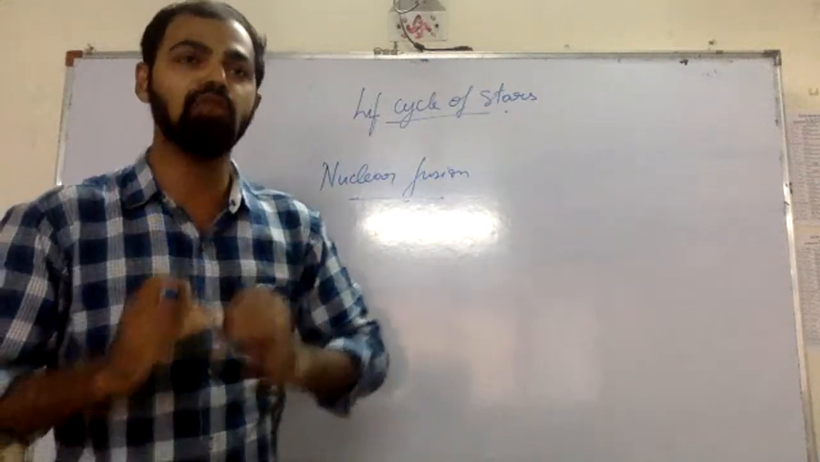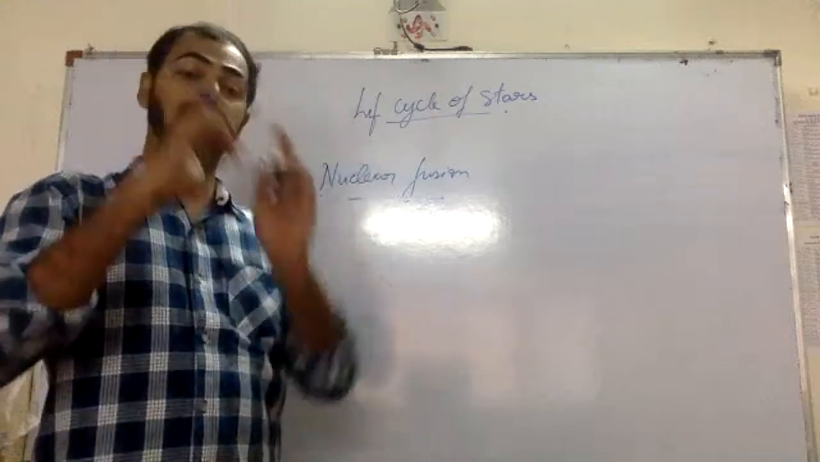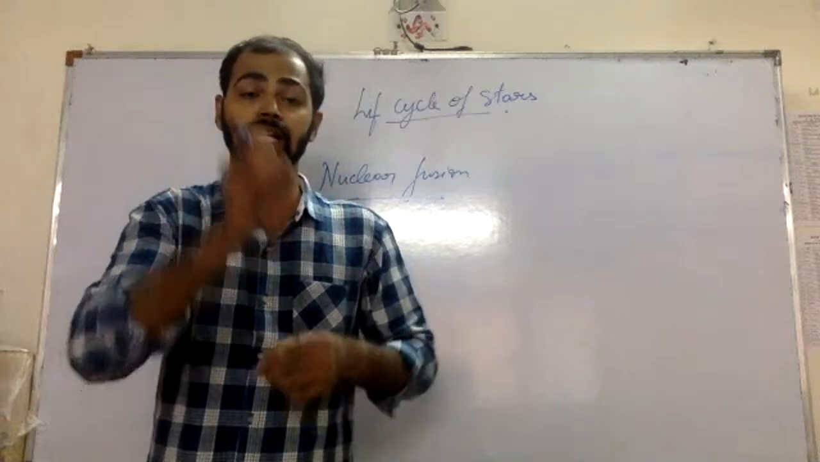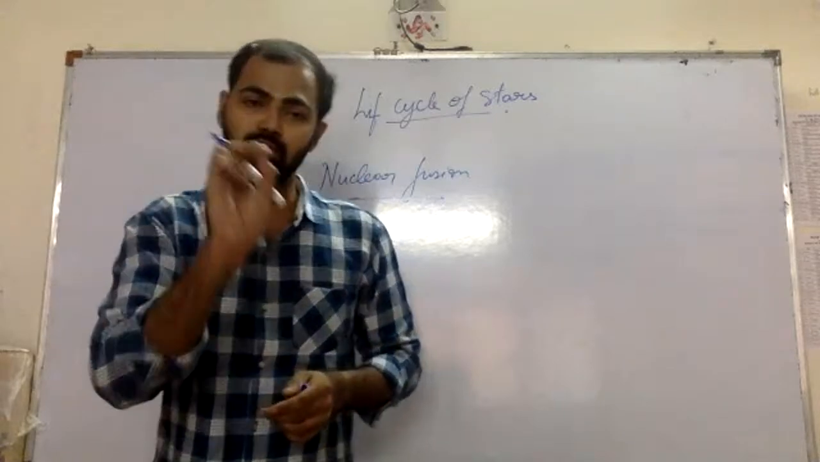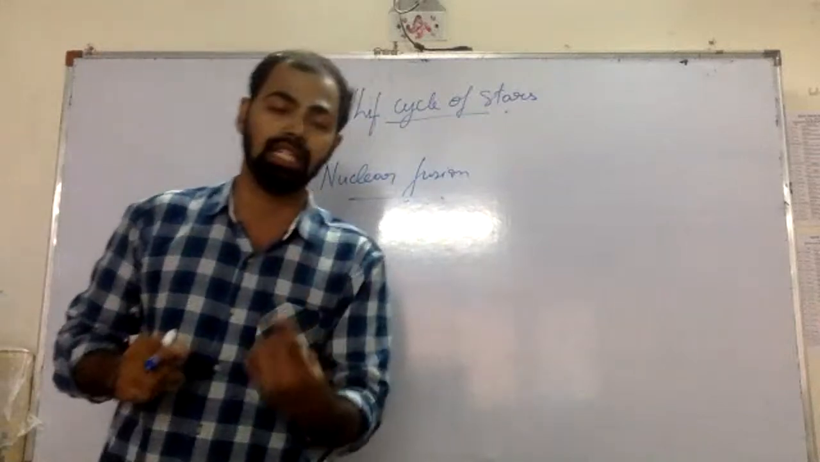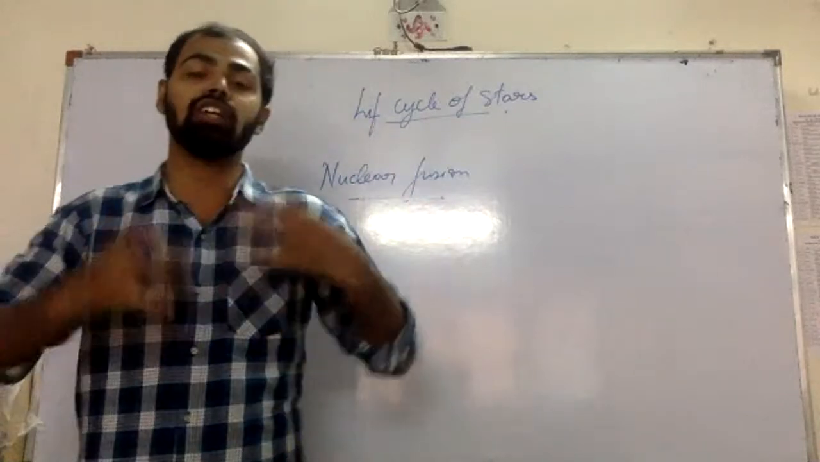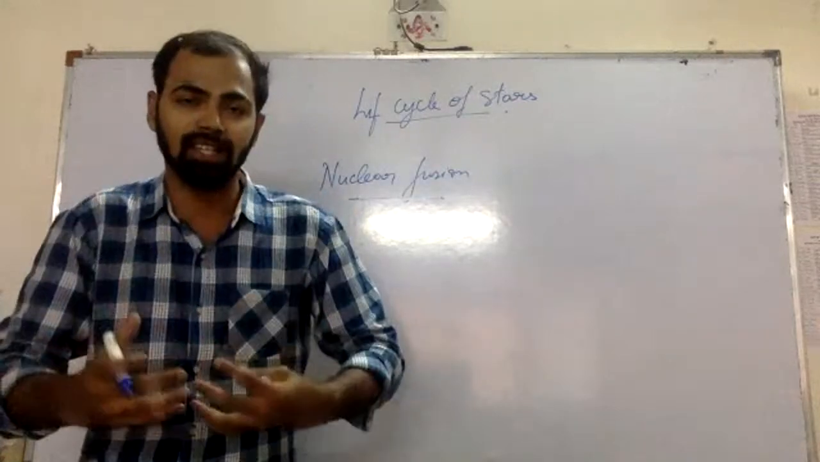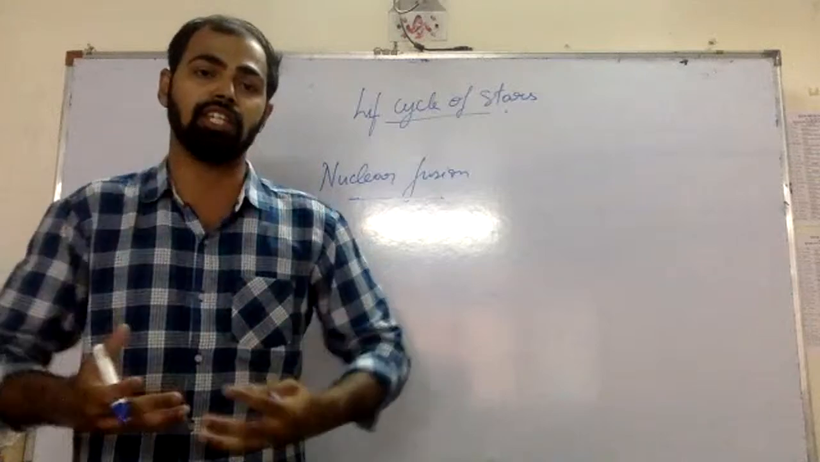And as the nuclear fusion happens, I already mentioned, two hydrogen atoms combine together to form helium. Helium nucleus, sorry. It's not atoms, it's nuclei. Two hydrogen nuclei combine together to form helium nuclei. So in this way, nuclear fusion has started. As soon as nuclear fusion starts, we can see the star taking birth.